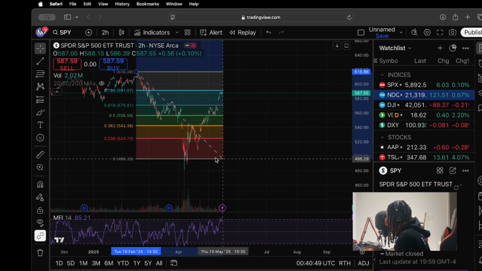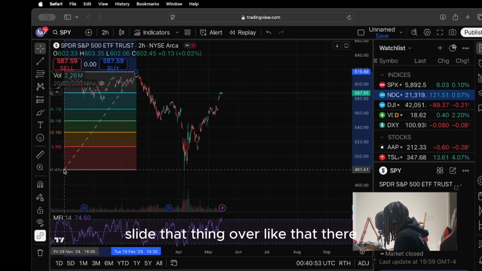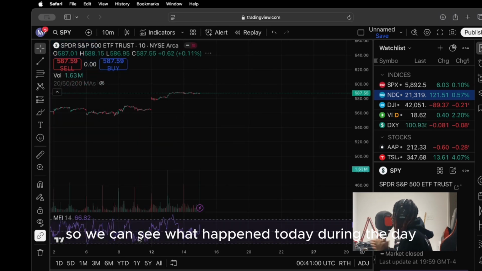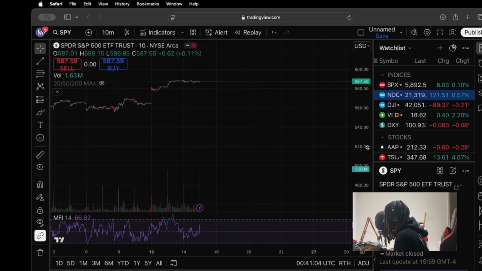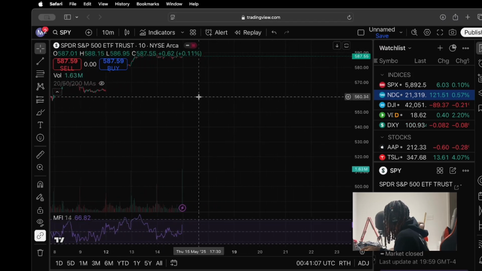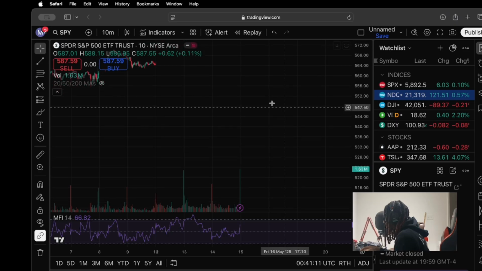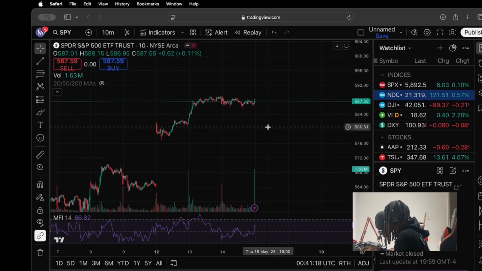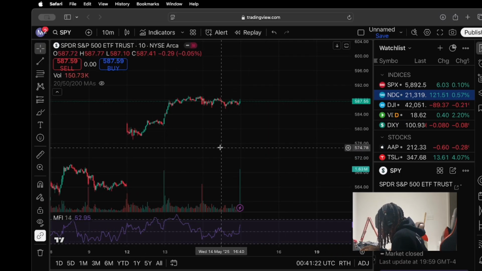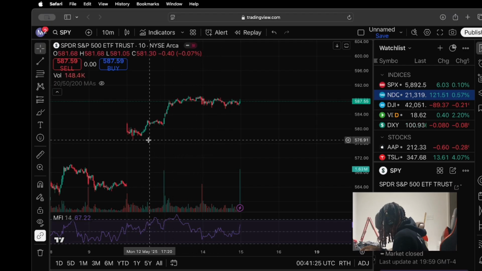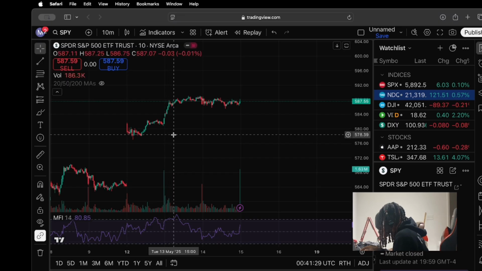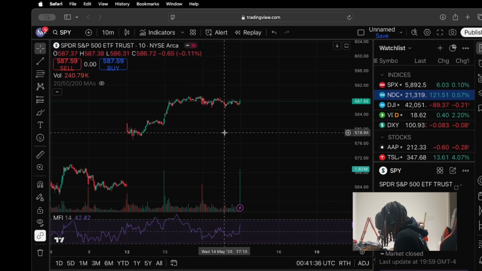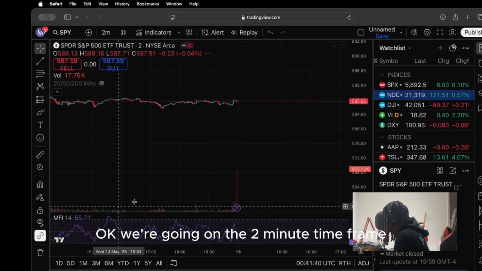So boom, just slide that thing over like that there. So I can look at the chart, so we can see what happened today during the trading day. Okay, we go on the 2-minute time frame.